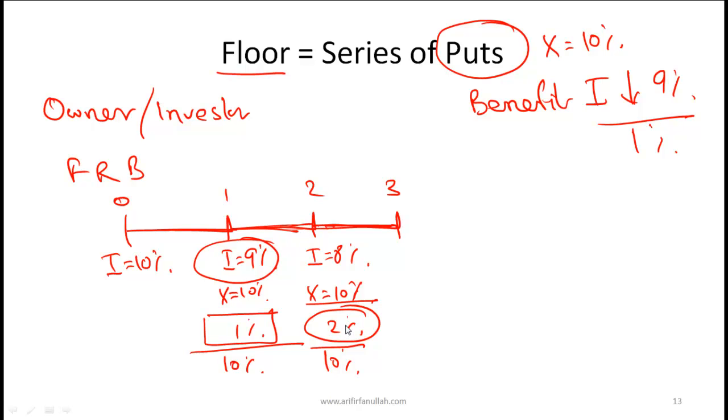So essentially what we have done as the investor over here, by owning this floating rate security and by owning these series of interest rate put options, we have essentially put a floor on our interest rate payment, and in my simplistic example the floor was at 10%.